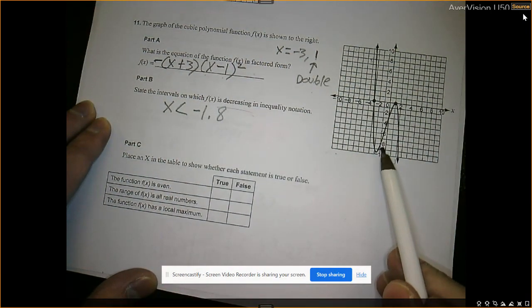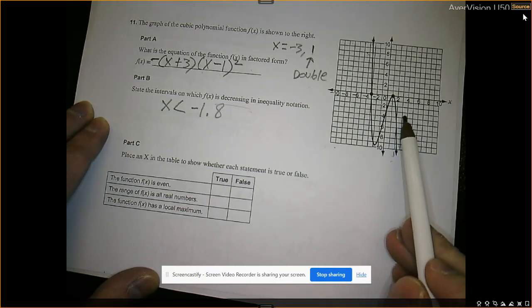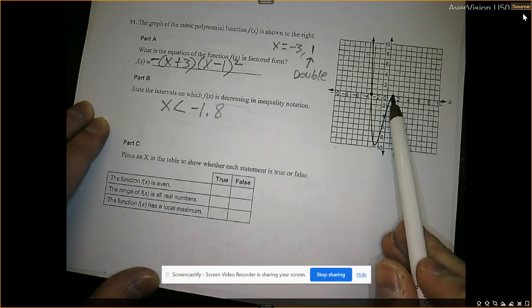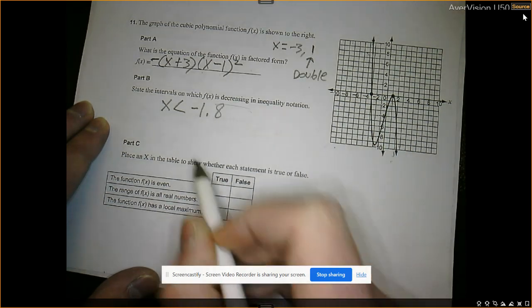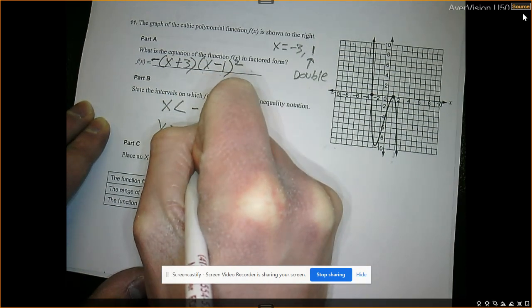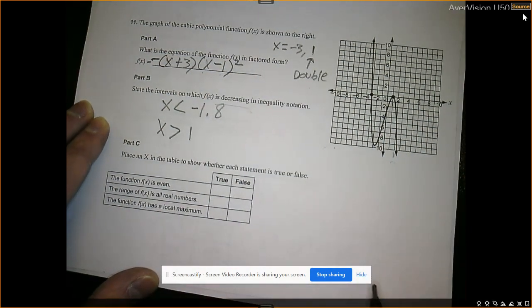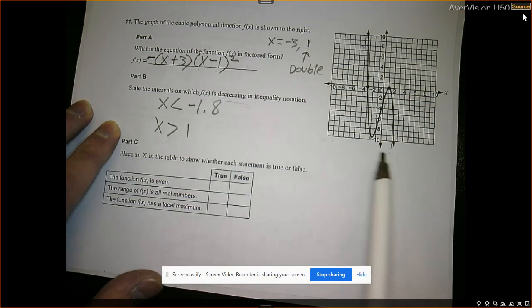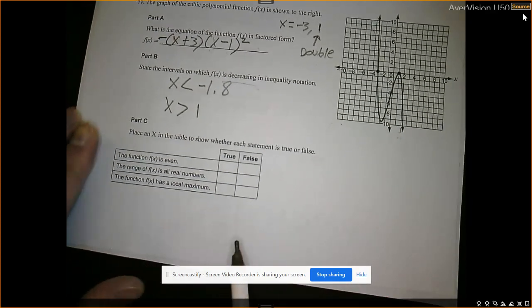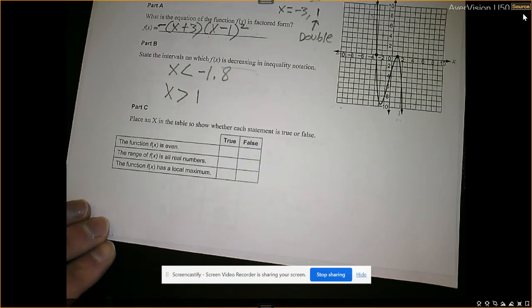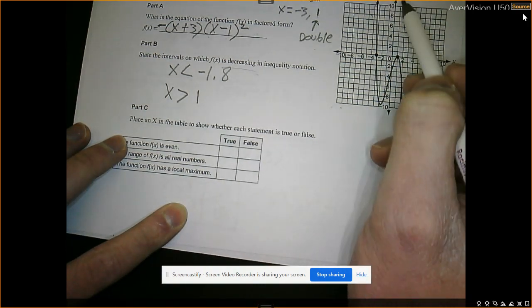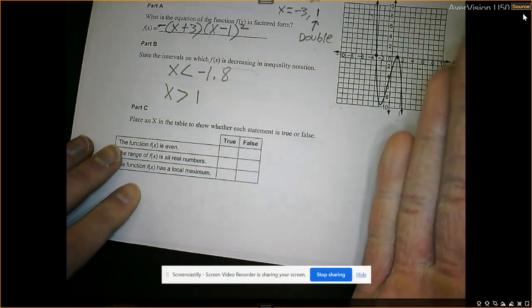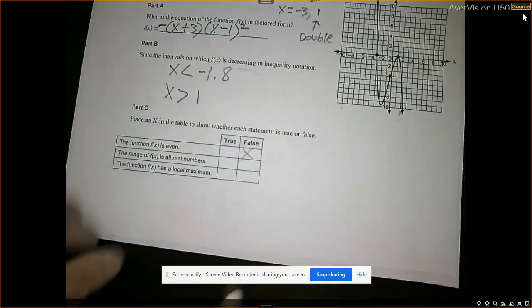Because then at about negative 1.8, it starts to go uphill, so we're increasing right here up until we hit this point of x equals 1, and then we're going back downhill the rest of the way. So when x is greater than 1, we are going back downhill the rest of the way. Okay, and that's forever. Lastly, is this an even function? If it was an even function, there should be some sort of symmetry about the y-axis, like reflectional symmetry. There is none of that, so that is false.